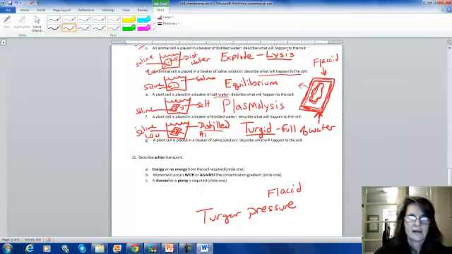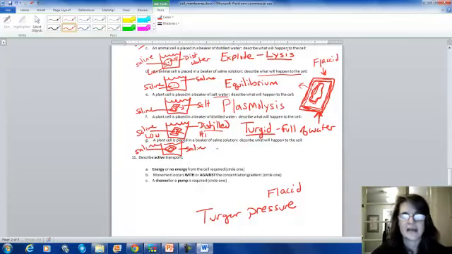Okay? Now, lastly, if you put a plant cell in saline, it's already got saline in it, just like the animal cell. The cell will be in equilibrium with its environment and nothing will change.